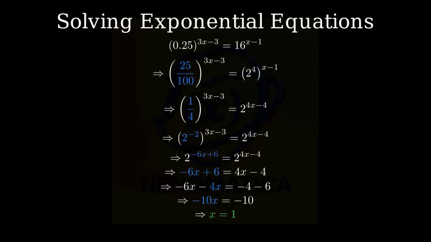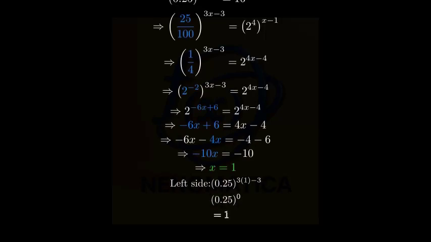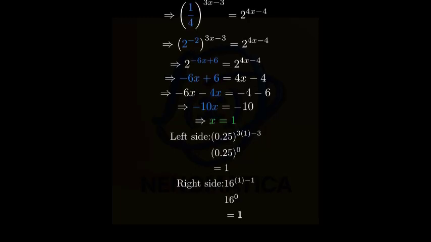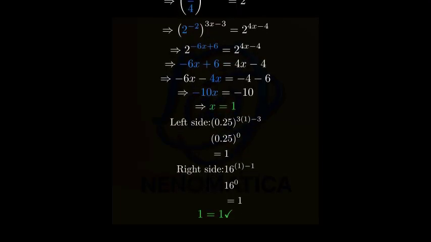Let's verify our answer by substituting x equals 1 back into the original equation. For the left side, we get 0.25 raised to the power of 3 times 1 minus 3, which is 0.25 to the power of 0, which equals 1. For the right side, we get 16 raised to the power of 1 minus 1, which is 16 to the power of 0, which also equals 1. Since both sides equal 1, our answer x equals 1 is correct.